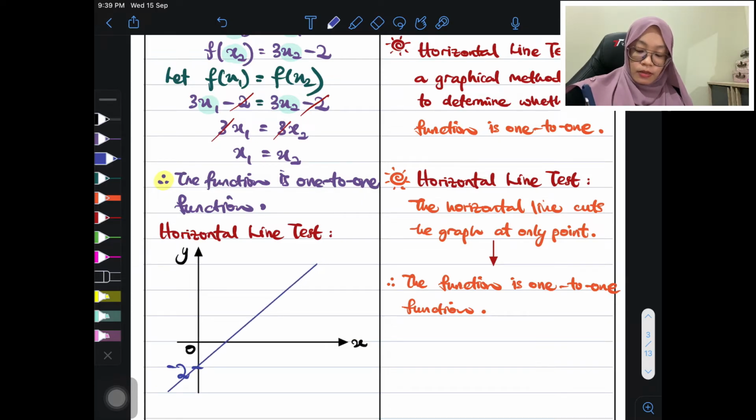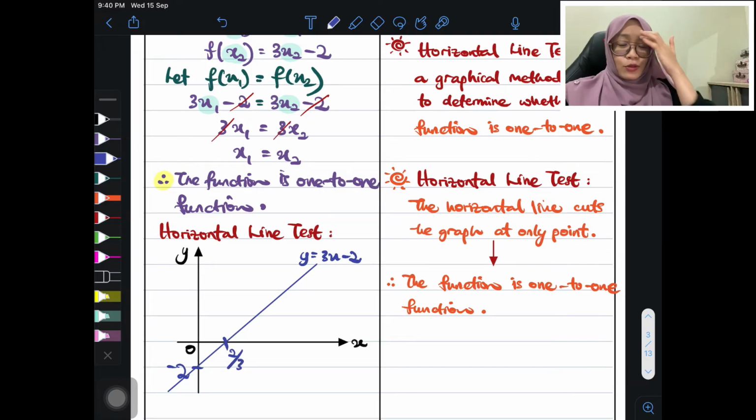This is a positive linear. And then I label y is equal to 3x minus 2. Okay, and then when y is equal to 0, here the coordinate has y as 0. Therefore, I have to find the x coordinate, which is 2/3. Okay, if I don't want to put the coordinate, it's fine. I just put 2/3 only. So that is how easy you draw a linear graph.